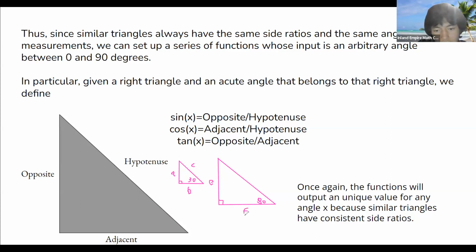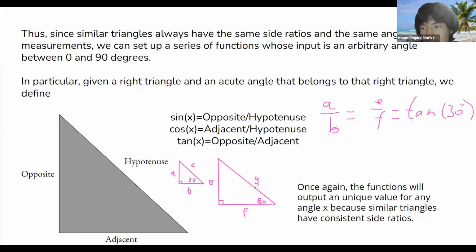Then if I call these side lengths A, C, B, and E, F, and G, then by similar triangles, you know that A over B would be equal to E over F, right? But then if you look at this definition of tangent, you can see that A over B equal to E over F is actually equal to the tangent of 30 degrees. So no matter what kind of triangle I use, as long as it has an angle of 30 degrees, it will have a consistent value of tangent.